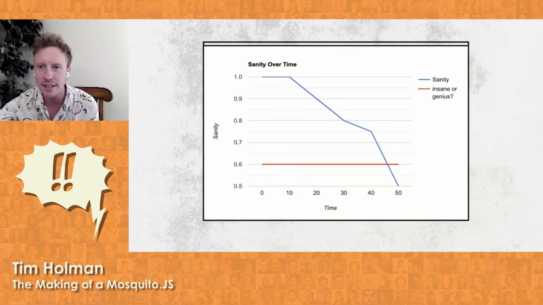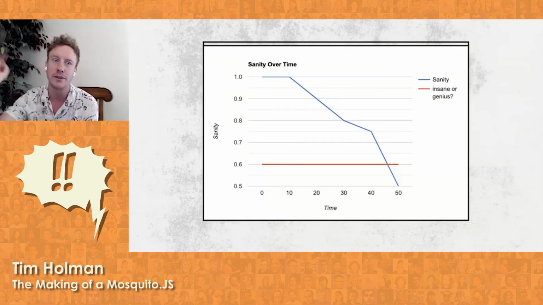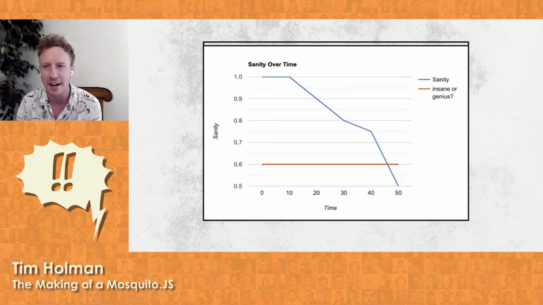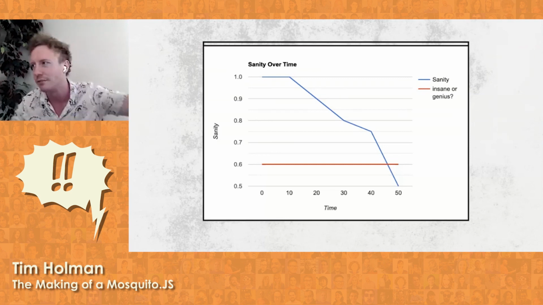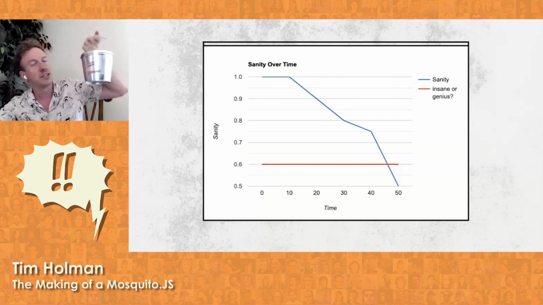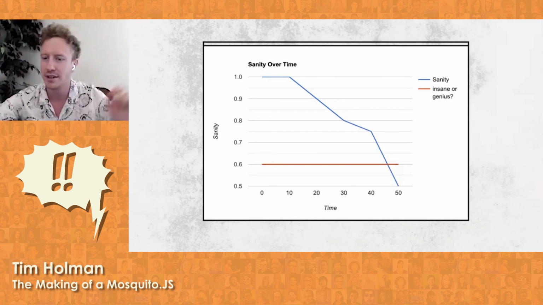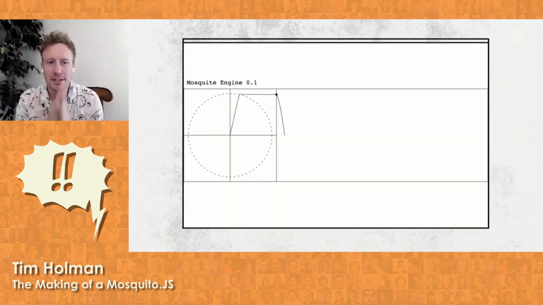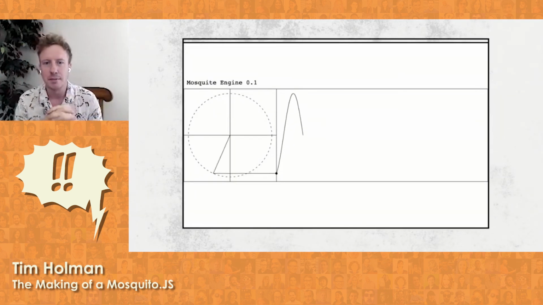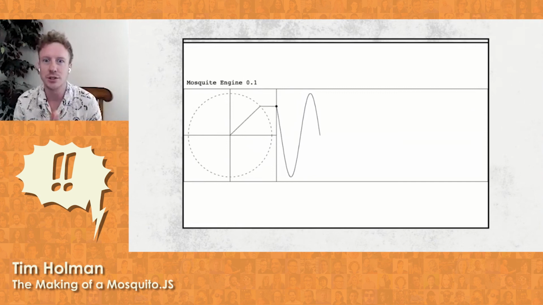Now, my sanity is low at this point. It's below the 0.6 line that I call the insane or genius line. You know, I've set up my citronella candles spraying everywhere. Oop, I'm in trouble for doing that. Okay. But I decided to build the Mesquite Engine. And the Mesquite Engine is what I was going to use to detune the mosquito.